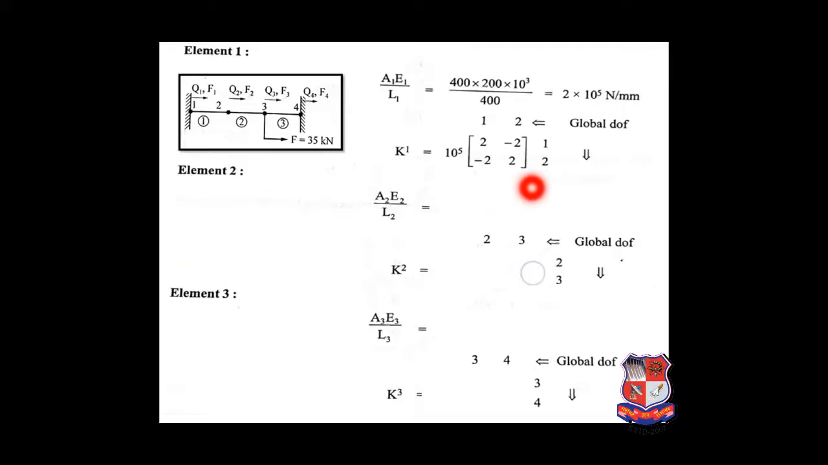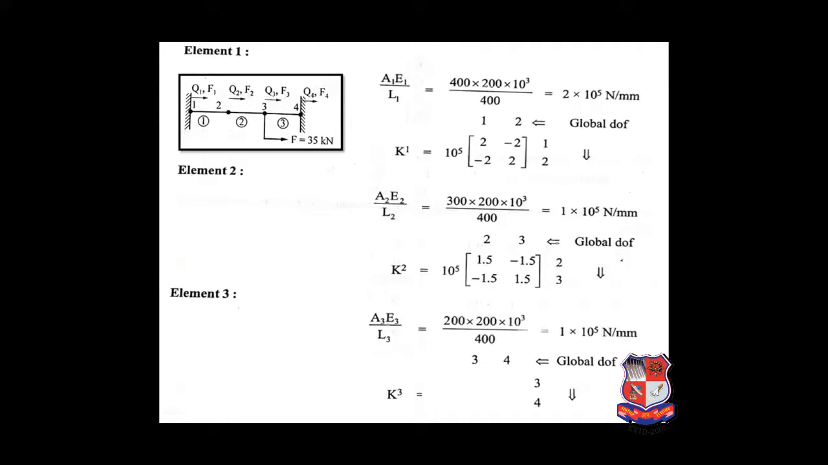Now we learn together to find out the second element and third element with the same data. Can you find out, please? I will give you 1 minute to calculate it. As per data, E upon L1 is equal to 300, 200 into 10 raised to 3 divided by 400. So the final result is 1 into 10 raised to 5 Newton per mm. We put this value in K2. So what is the final answer? 10 raised to 5, 1.5, minus 1.5, minus 1.5, 1.5. So this is the final conclusion.